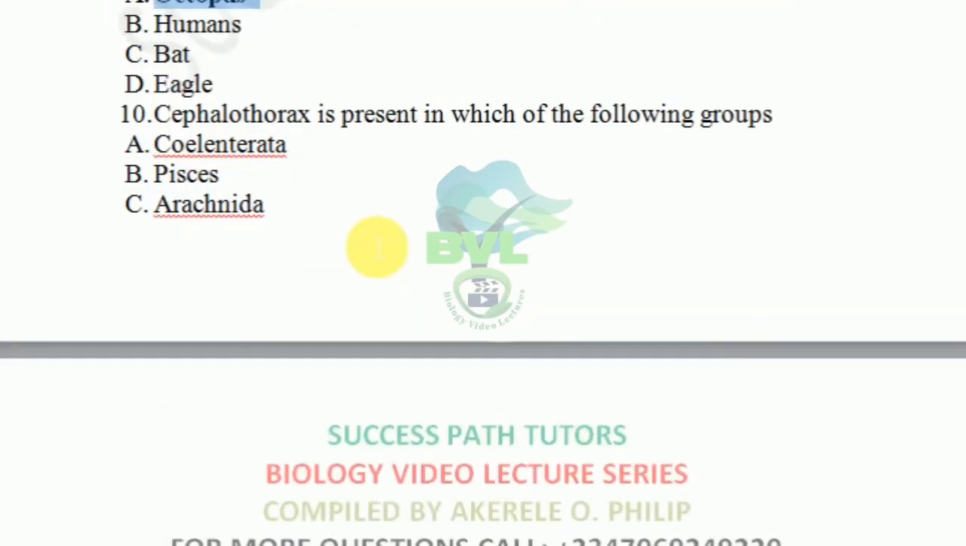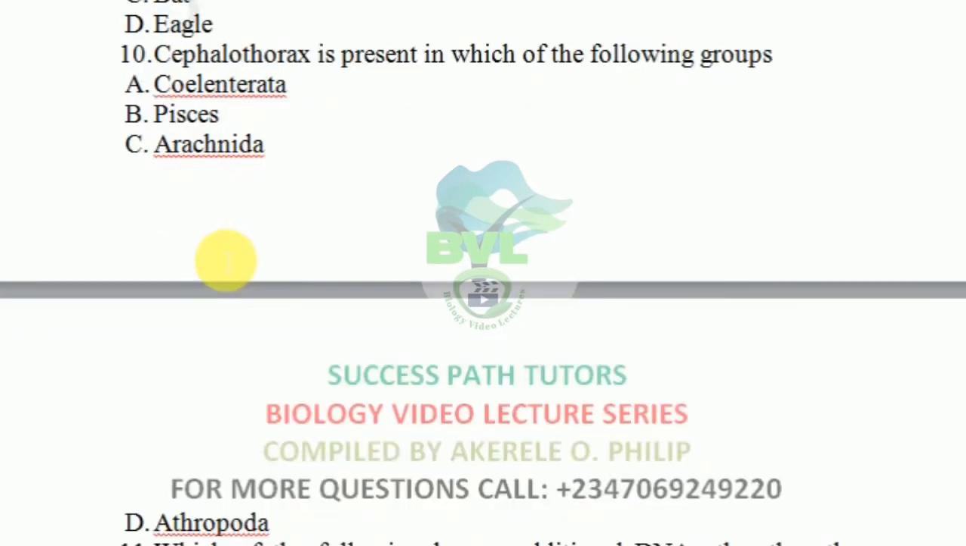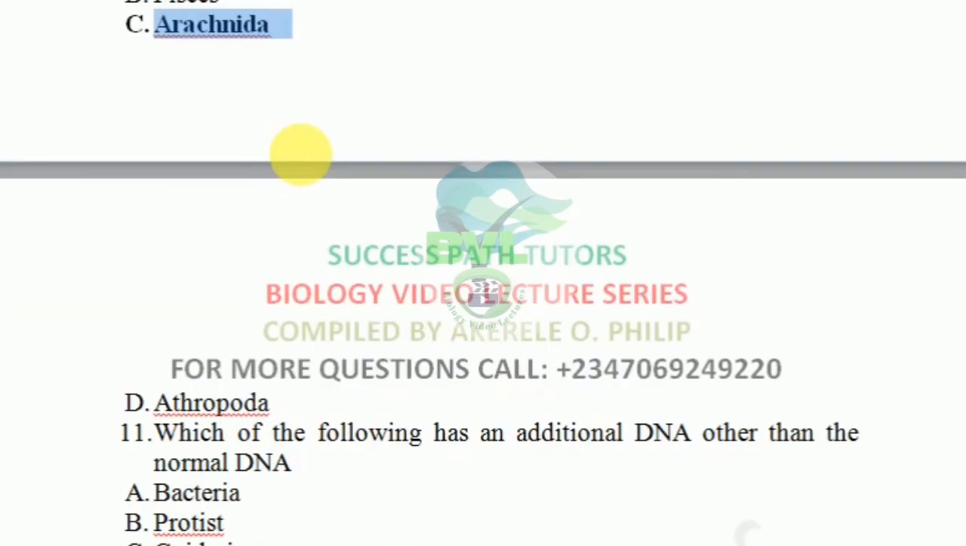Cephalothorax is present in which of the following groups? Cephalothorax is the combination of the head. Cephal means head, thorax means chest. So which of the following has the two fused together? And that is your Arachnida. The other group which is not mentioned here is your crustaceans. They also have their head and thorax fused together.